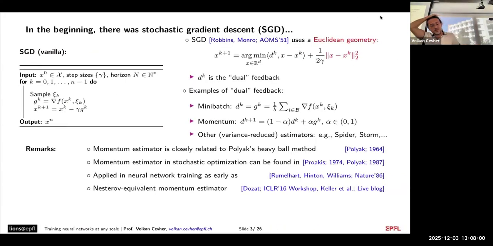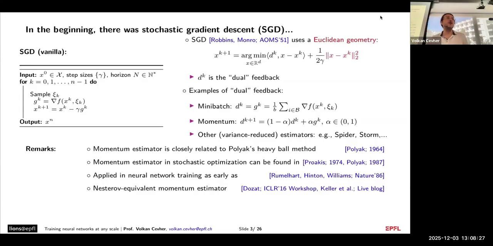Now, it turns out that this momentum estimator is very closely related to Polyak's heavy ball method. Anybody heard of Boris Polyak? One of the key people in optimization, right? The heavy ball method was a way to accelerate optimization as early as '94. But this particular type of estimator in stochastic optimization can be found in many places.